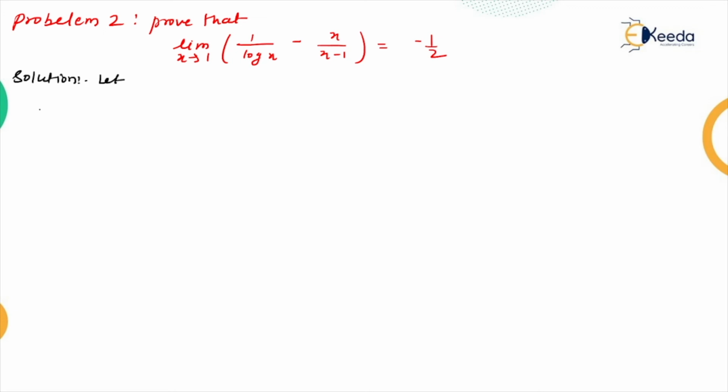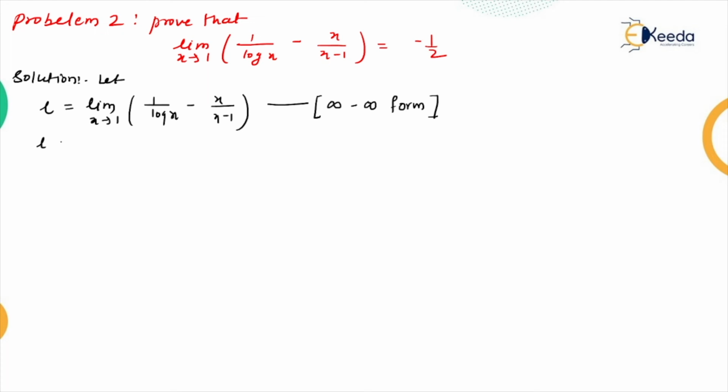Let L be the LHS, the limit as x tends to 1 of 1 upon log x minus x upon x minus 1. When we replace x as 1, it takes the infinity minus infinity form, guys. So you have to observe this very well.